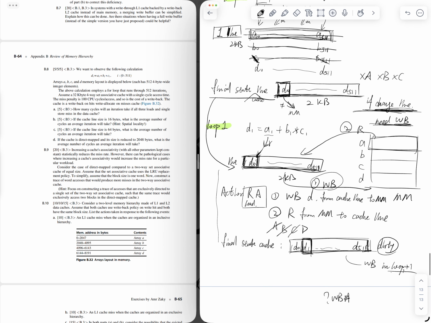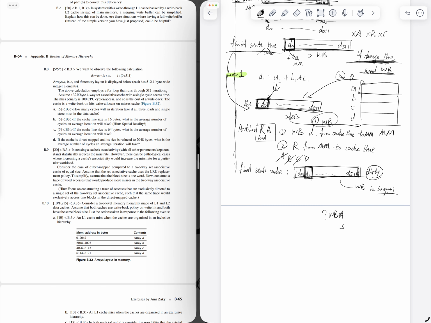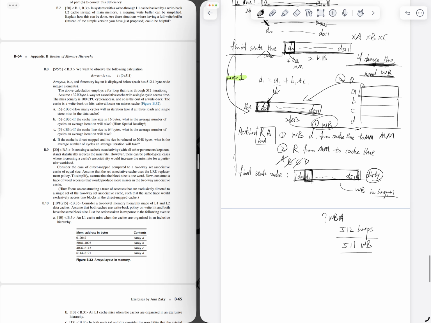You can see from loop 0 there is no write back, right? We can keep it. But starting with loop 1, we need a write back. That means if we have 512 loops, we will have 511 write backs, right?